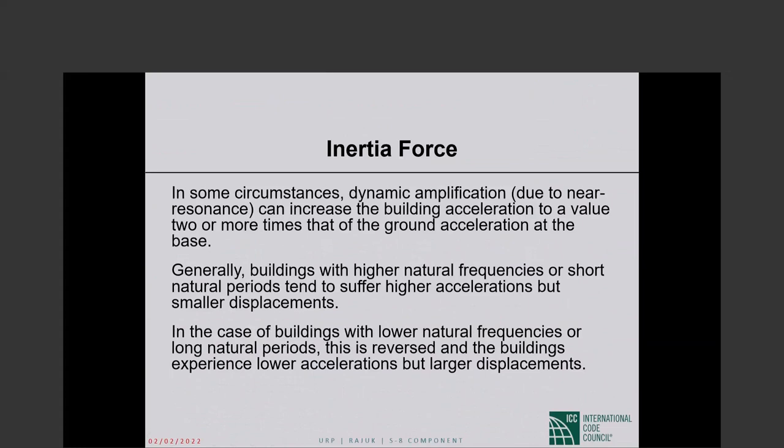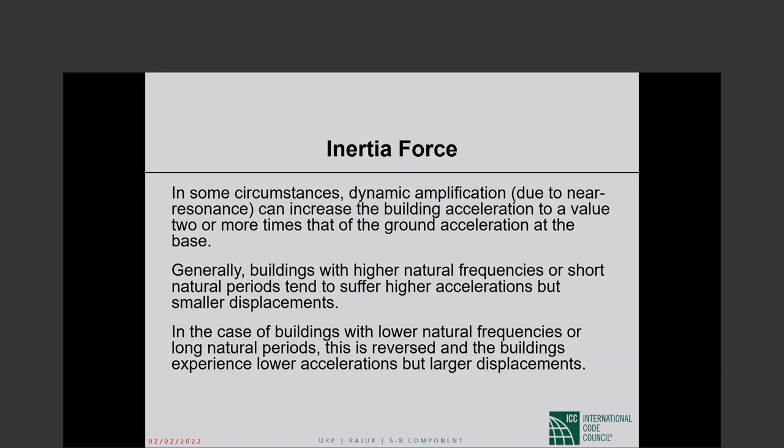Generally, buildings with higher natural frequencies or short periods tend to suffer. The last two paragraphs are very important. Short period buildings suffer higher accelerations but smaller displacements. Higher accelerations but smaller displacements. Okay, so if you are thinking of damage to partitions and things like that, that is less likely to happen in a rigid building, in a short period building.